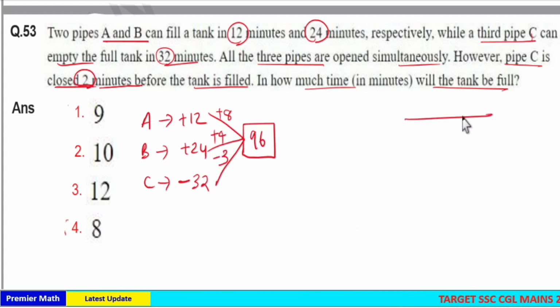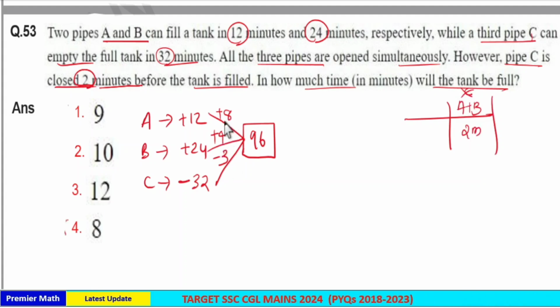Now in the last 2 minutes, only A and B are open. C is closed. So in the last 2 minutes, A and B together fill. In 1 minute, A and B together fill 8 plus 4, 12 unit. Then in 2 minutes, 12 into 2, 24 unit is filled by A and B in the last 2 minutes. So remaining capacity is 96 minus 24. 6 minus 4 is 2, 9 minus 2 is 7, 72 unit.